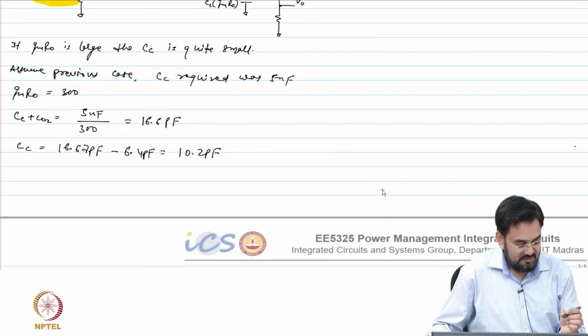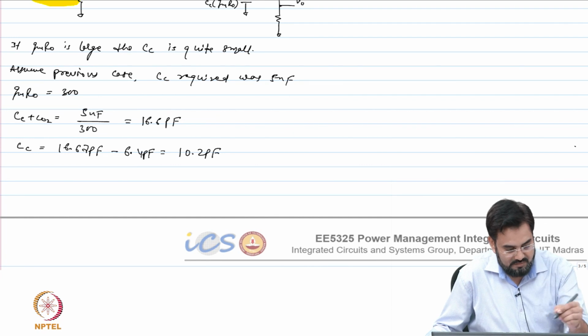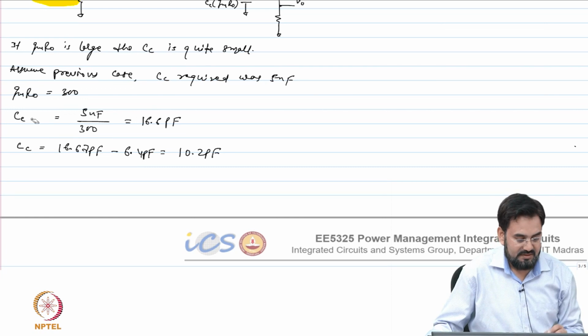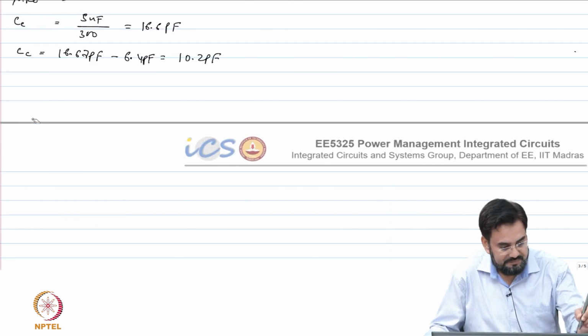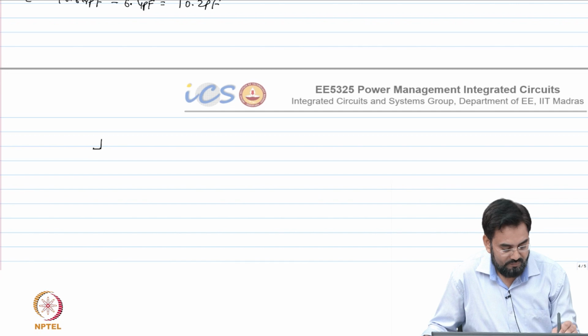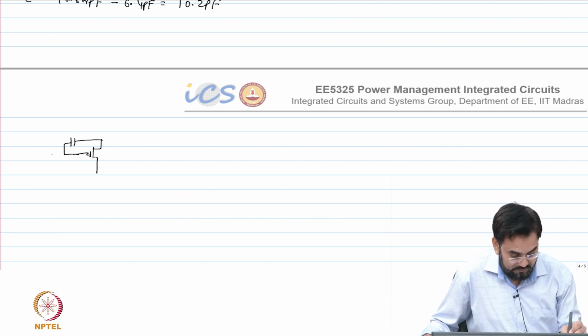Okay, so this should be CC actually. The reason is, from the previous stage you had RO2 and CO2.